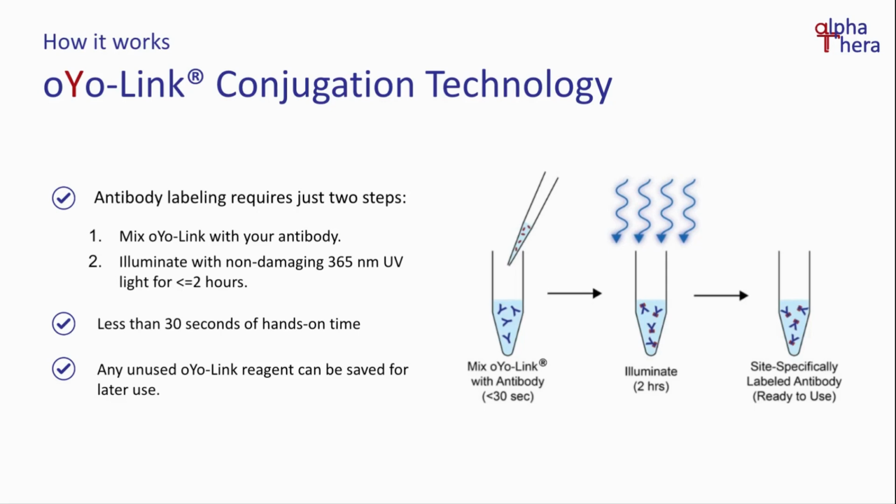1 microliter of oYo-Link is used to label 1 microgram of antibody, and the reaction is scalable. Up to 8 milligrams of antibody can be labeled in a single 15 milliliter Eppendorf tube, and multiple tubes can be used in parallel. A notable benefit of oYo-Link is that any oYo-Link reagent that is not used can be stored and saved for later use.